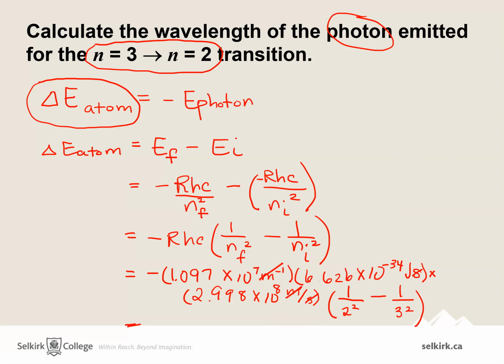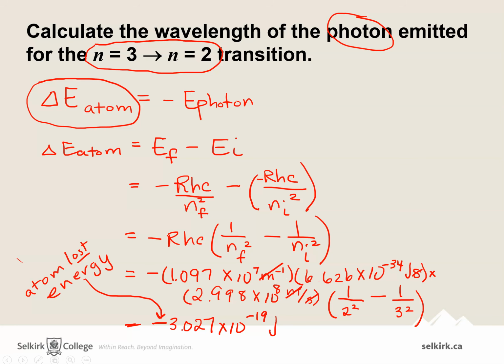The other thing you'll notice is that this calculation gives me a negative number, negative 3.027 times 10 to the negative 19 joules. That negative, when attached to an energy, just says whether the energy is going in or out. And what that says, because it's negative, is that the atom lost energy.